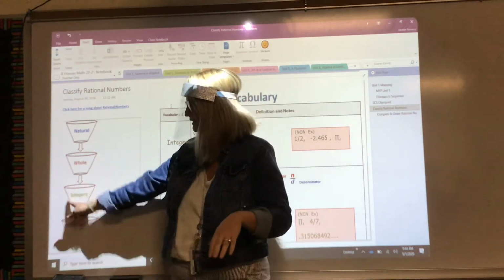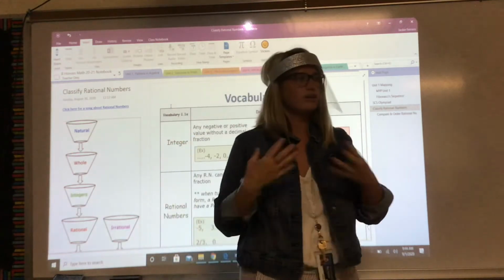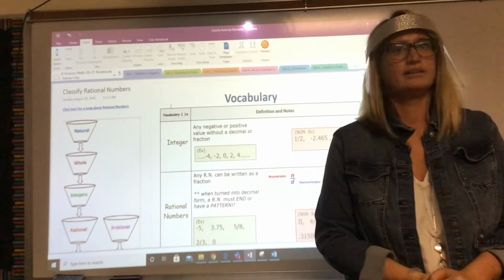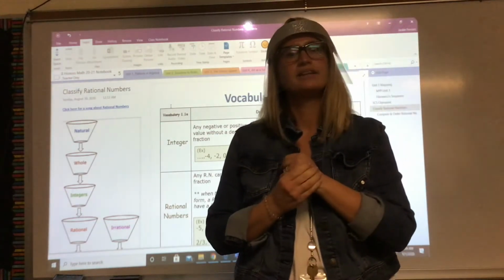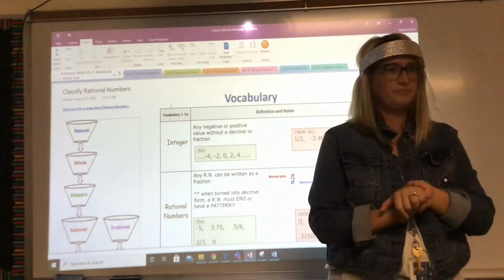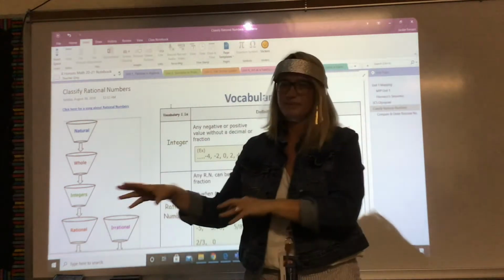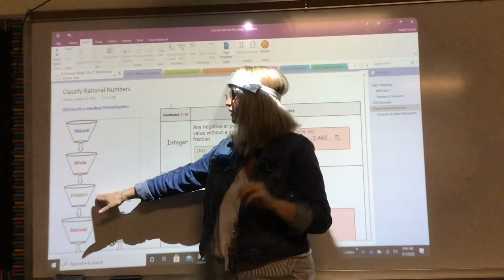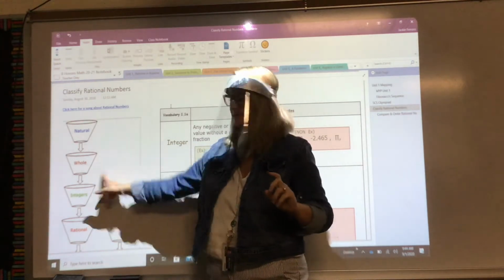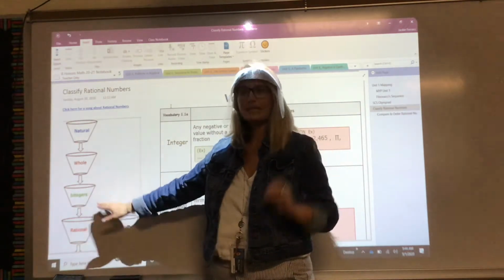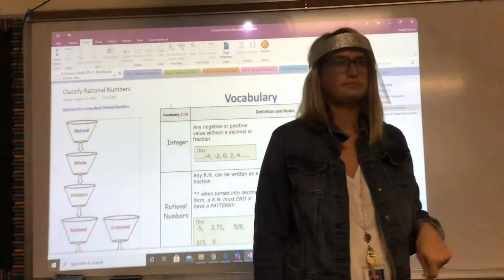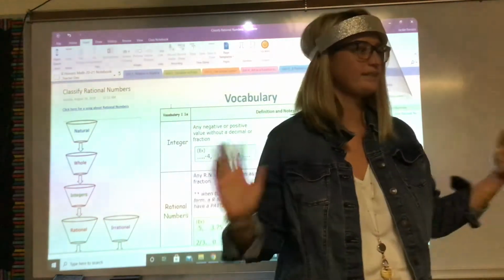So what makes this cup a little bit bigger? It's all of the whole numbers plus what? Stefan? Negative. Plus their opposites. Not all negatives, because if they're fractions and decimals, they don't count as integers. So integers are whole numbers, so everything that was in this cup, plus, put the plus sign, opposites. And I mean opposites on the number line.